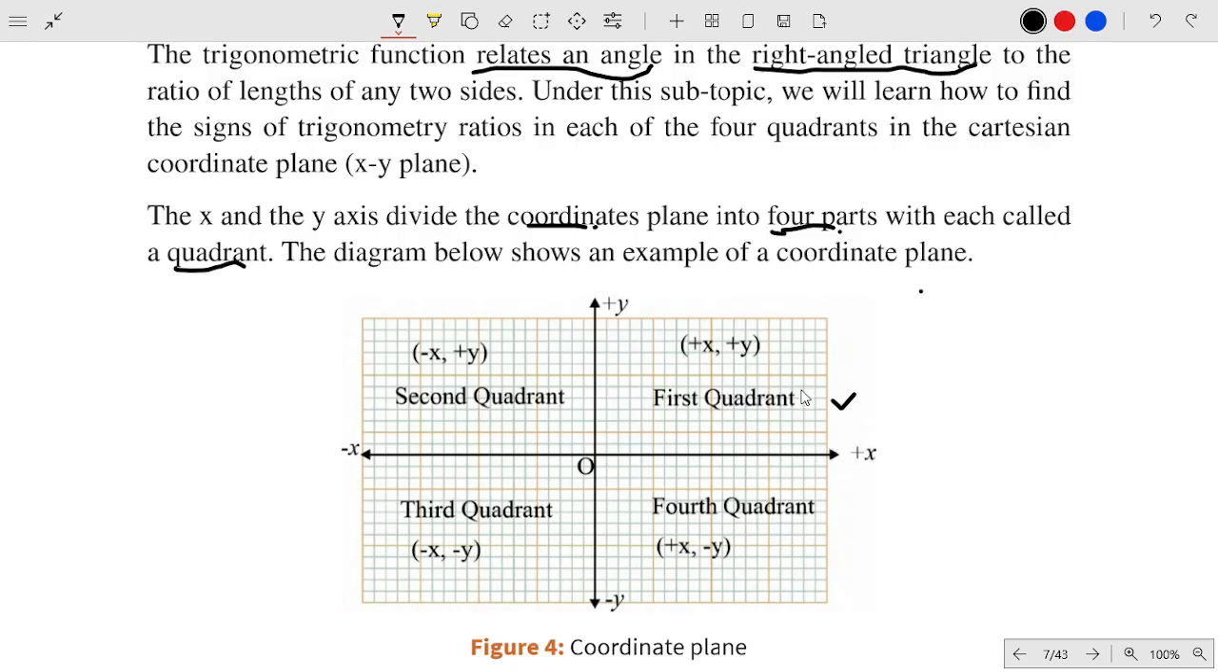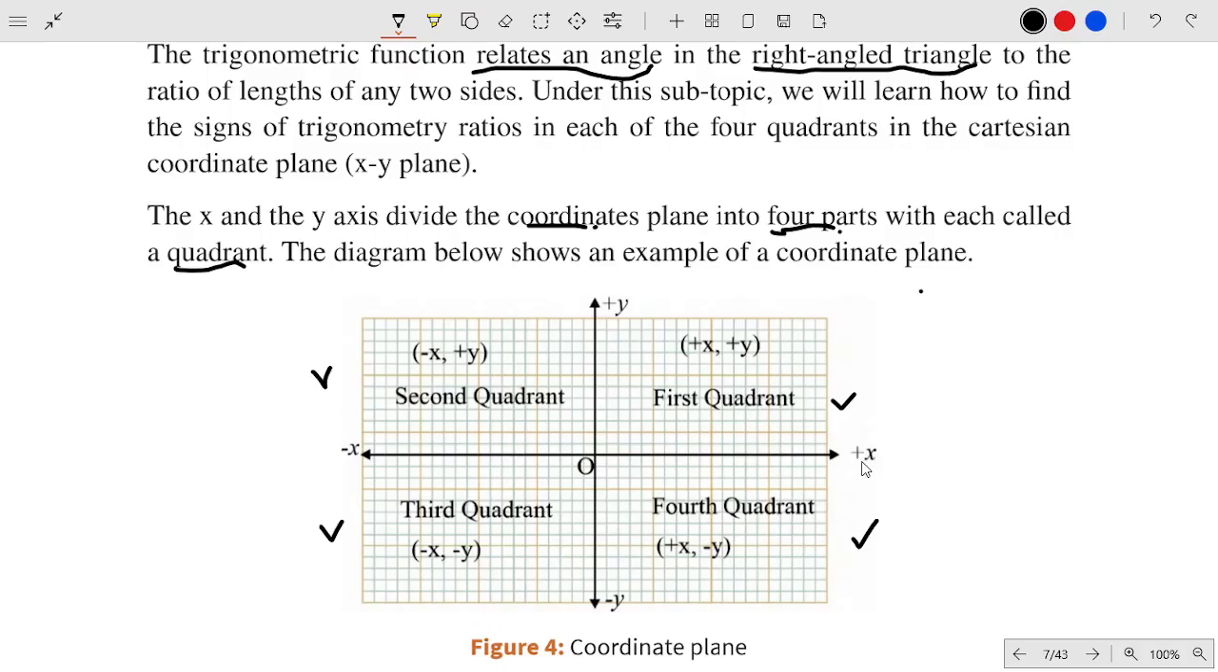This is the first quadrant. This is the second quadrant. This is the third quadrant, and this is the fourth quadrant. All right. So if we have a plane like this, this side of the y-axis is the positive side, and this is also the positive side of the x-axis. We have the negative side as shown here, and the negative side of the y-axis as also shown here. So this is negative, this is positive, this is negative, this is positive.